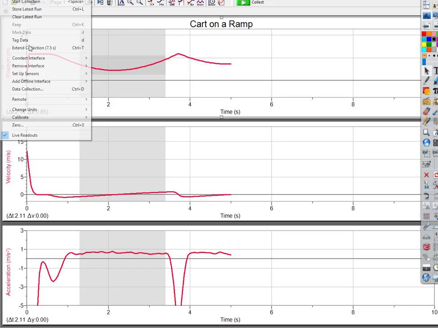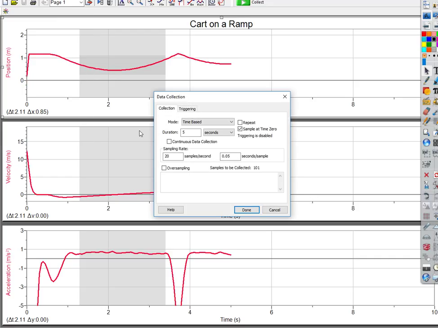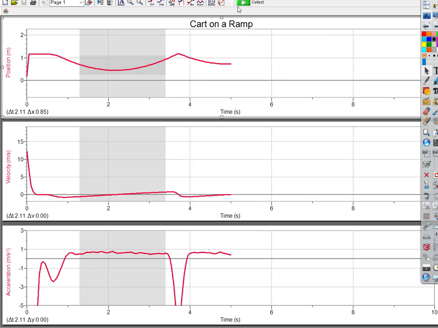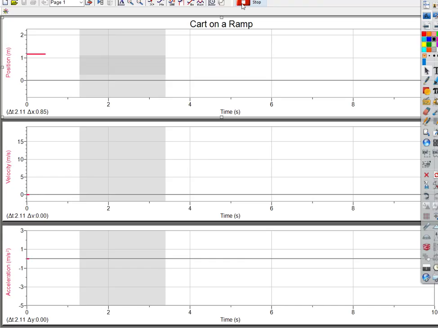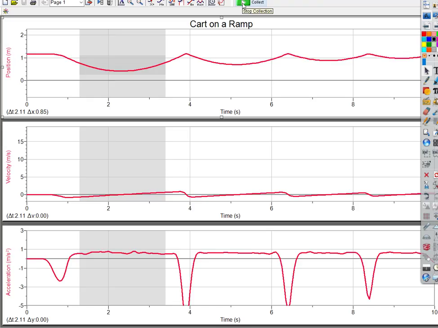Let's see, what do I want to do here? Data collection. Duration, that would help. Duration, 10 seconds. Okay, sampling rate, 20 samples per second. That's going to be good. Do a jillion. Okay, ready? You got this, Nick? Go. Okay, there you go. Pretty good data. We'll take that. Okay, store that one.